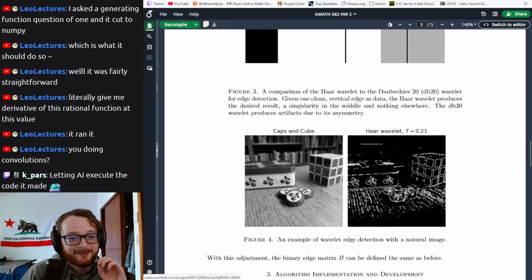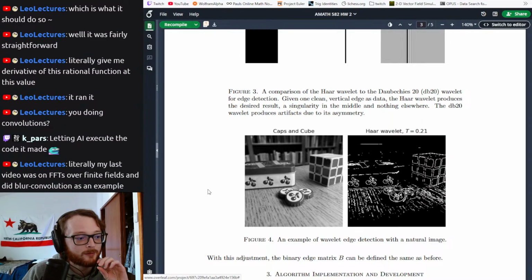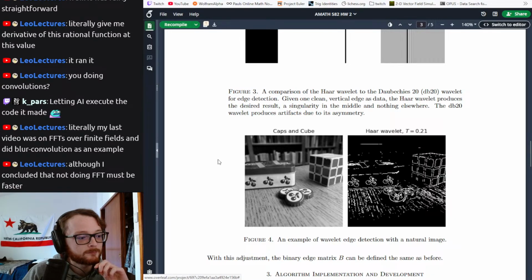I have to write a report on wavelets, and we're using wavelets to do edge detection in images. These over finite fields did blur convolution as an example. Oh, nice. Well, the homework assignment before this was FFTs for filtering data. Not doing FFT must be faster. You could just blur it directly, probably like taking averages.